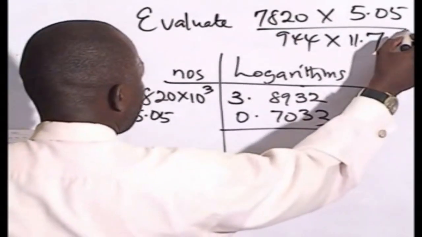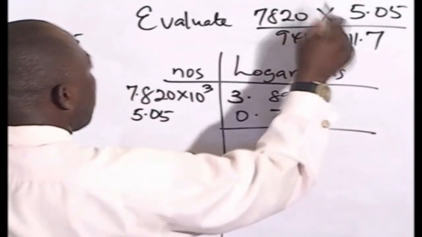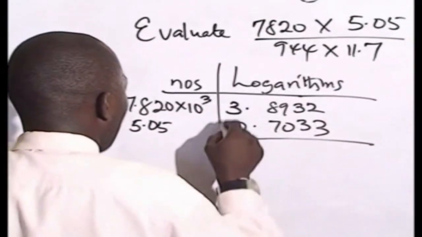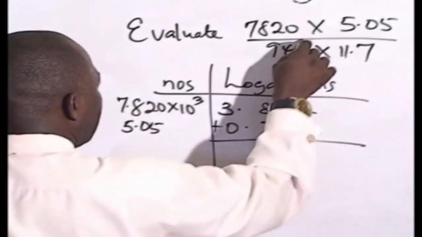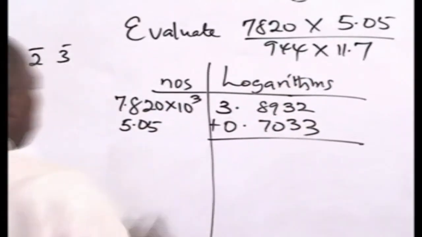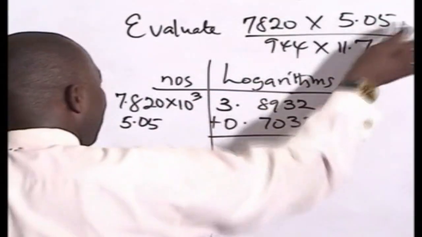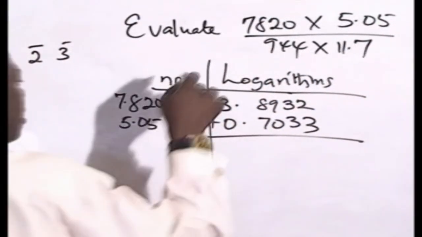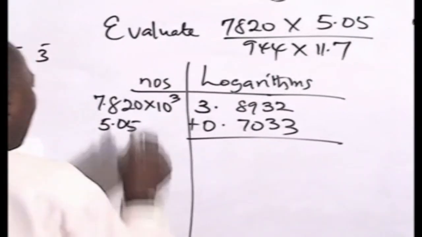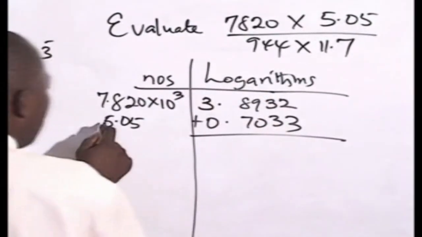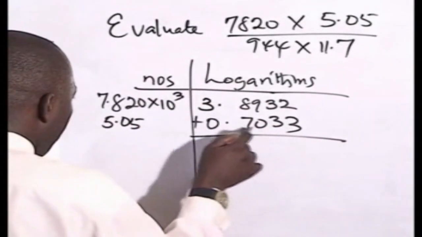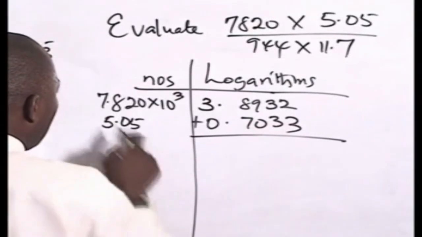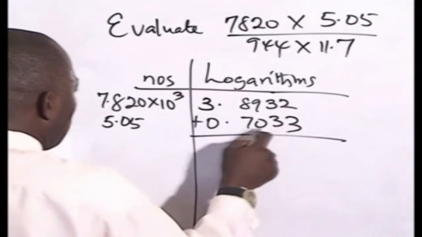Since there is a division sign, and of course you know in logarithm, when you are multiplying you add, when you are dividing you subtract. So for this, first for the numerator, to determine the value of that, you will add the values together. This one is 50 under 5.